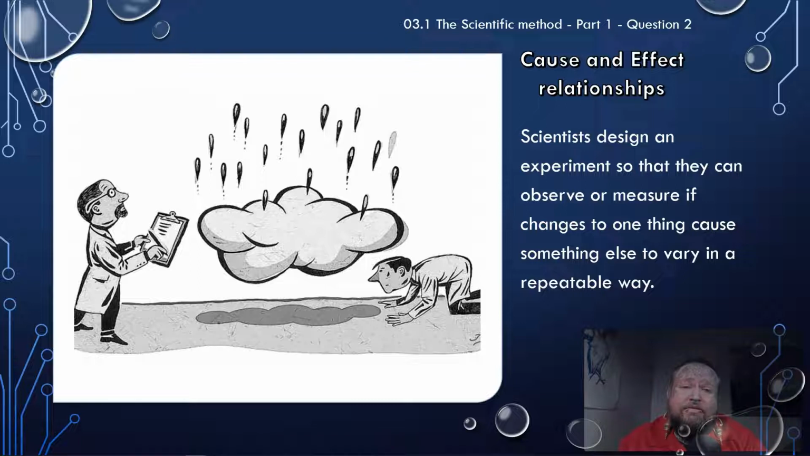The other key thing for all stuff in science, and to get used to with the scientific method, is cause and effect relationships. This is going to be the basis for every single question you're dealing with, built into the entire process of the scientific method, and how we're trying to look at the world if we're coming at it from a scientific cultural perspective. So, scientists design an experiment so that they can observe or measure if changes to one thing cause something else to vary in a repeatable way.